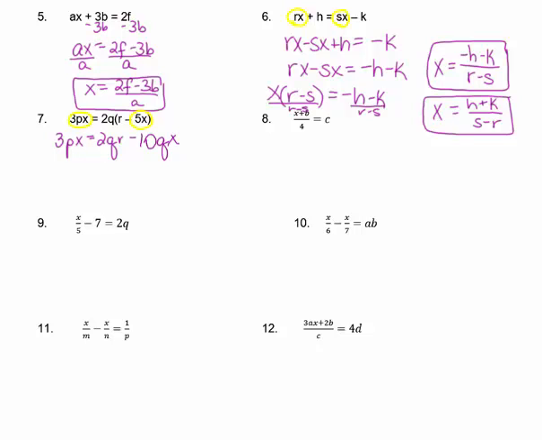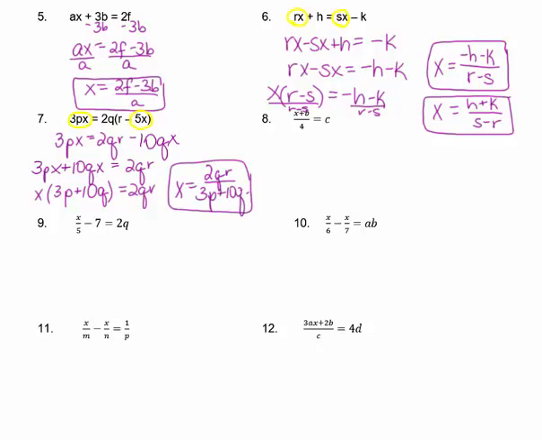Now I can add that 10qx to both sides, giving me 3px plus 10qx equals 2qr. Again, I'm going to factor out the x, leaving 3p plus 10q equal to 2qr, and then divide through by that term that's in the parentheses, giving me x equals 2qr over 3p plus 10q.